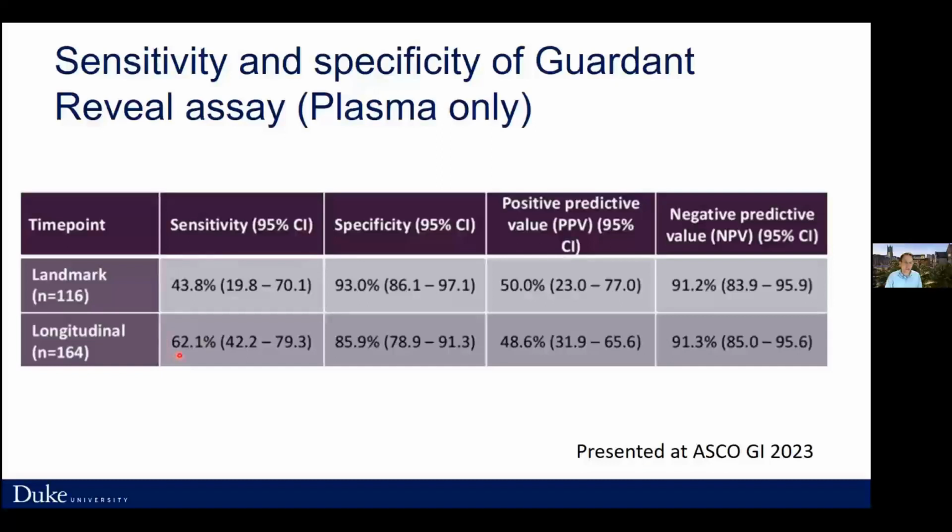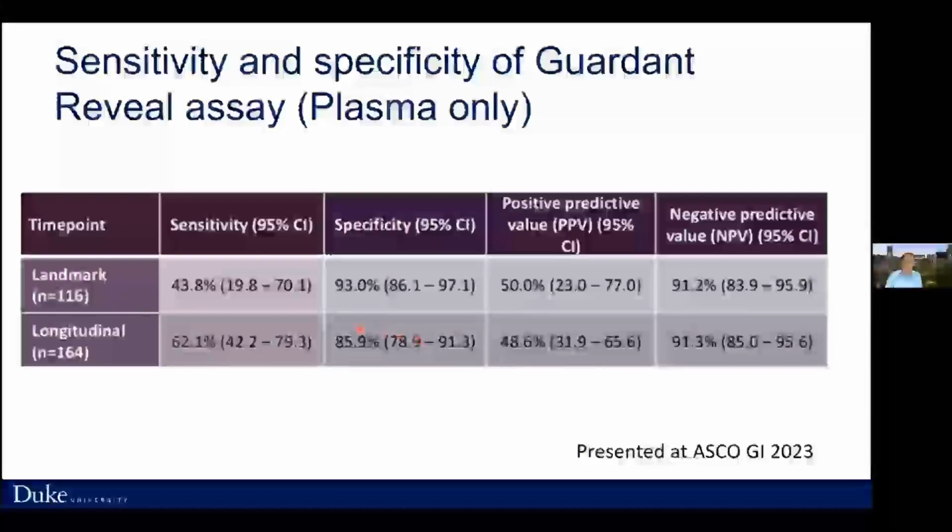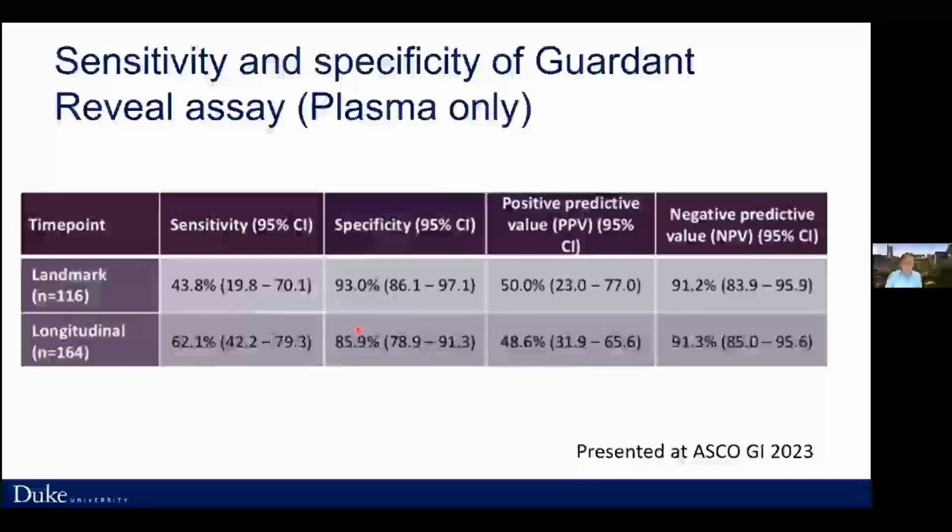Longitudinal sensitivity is a little better. These are people who get it serially, and you see the sensitivity goes up. And I think what this is telling me is you can probably trust a positive, but the negatives, I would have concerns about putting too much stock into a negative with this.